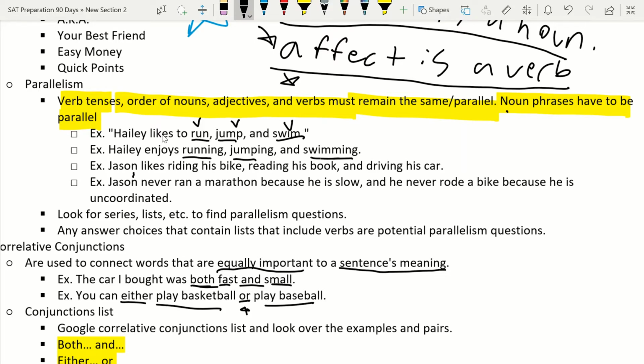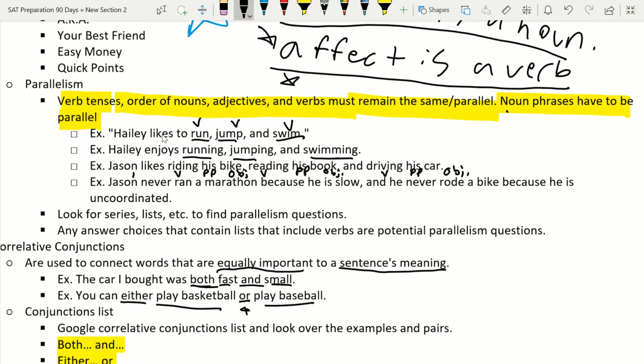Next, we have Jason likes riding his bike, reading his book, and driving his car. Okay, in this case, what is the parallelism here? Well, we have riding, that's a verb, obviously. We have reading, another verb, and we have driving, also a verb. His is going to be a possessive pronoun, so I'll put PP for possessive pronoun, right? And that's obviously maintaining that parallelism. And then we have an object in bike, an object in book, and an object in car. Okay, so we obviously have parallelism there as well.